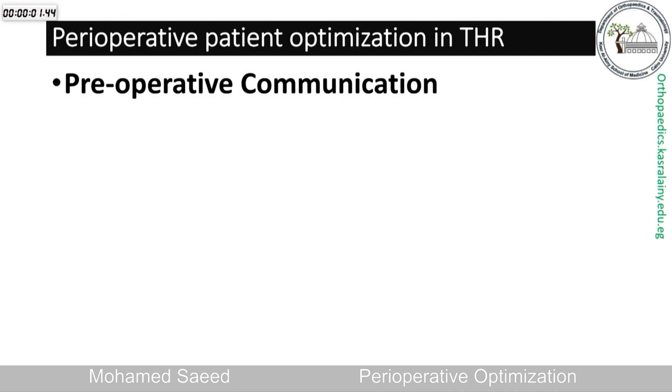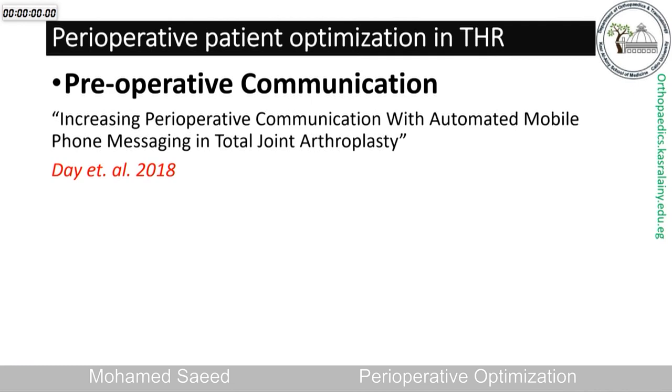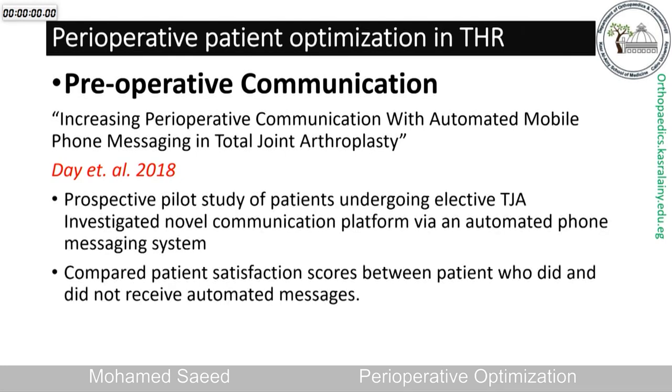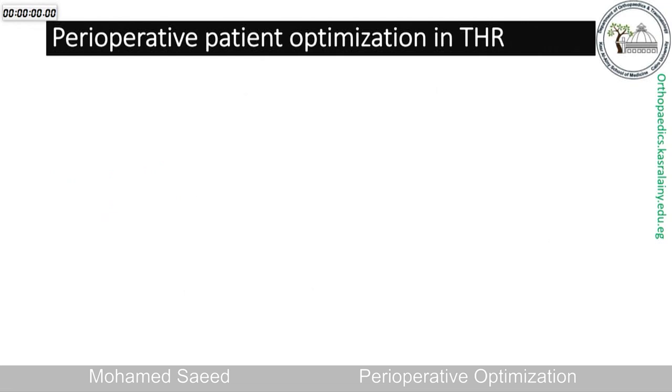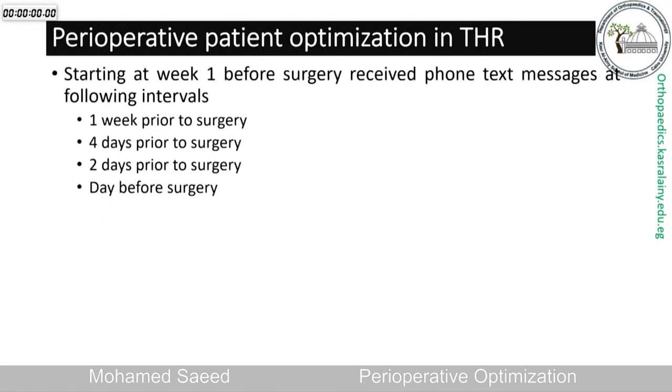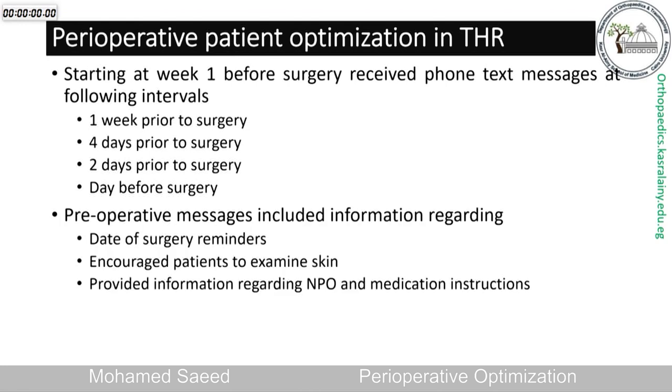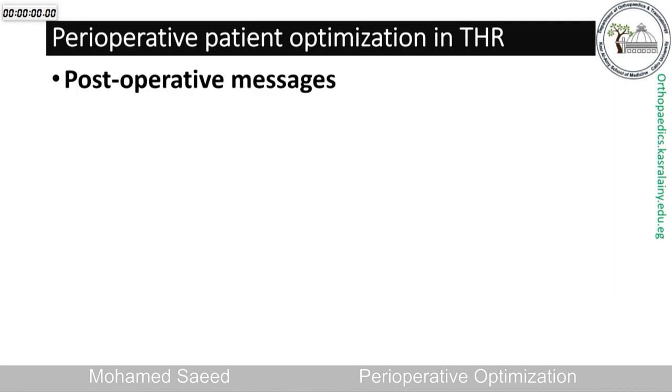Preoperative communication and perioperative communication. There is a study by Day et al. 2018, increasing perioperative communication with automated mobile phone messaging in total joint arthroplasty. What did they do? They made a bundle of automated mobile messages starting 1 week before surgery, then 4 days, 2 days, and the day before surgery. About what? About the date of surgery reminder, encouraging the patient to examine the skin, and providing information regarding NPO and medication instructions.